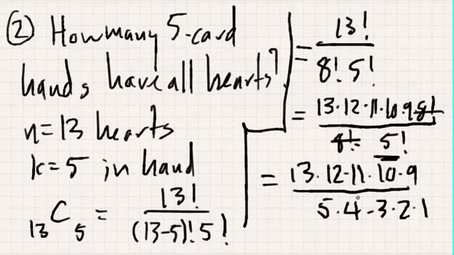Now I can do some cancellation here, and it's going to be pretty ugly. Let me just cut to the chase, though. I could cancel 4 and 3 with 12. 5 and 2 could cancel with 10, but then I've got to still multiply 13 times 11 by 9. You can do that by hand, but that's why we like having calculators in this class. The answer is 1,287. So there are 1,287 5-card hands that have all hearts.